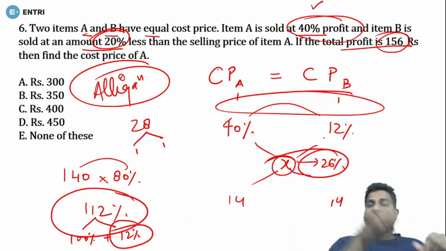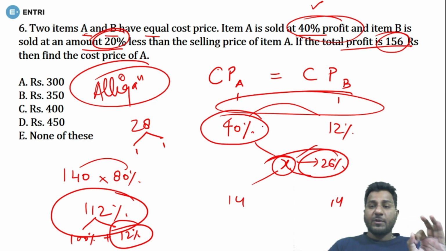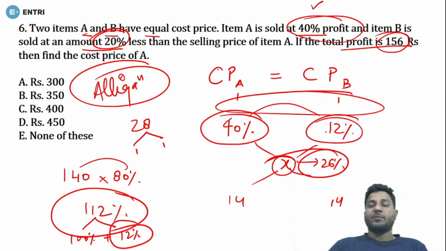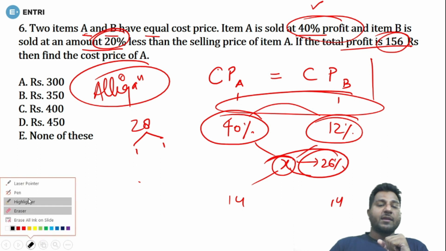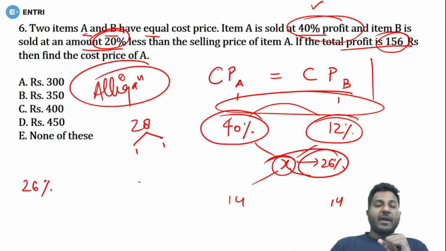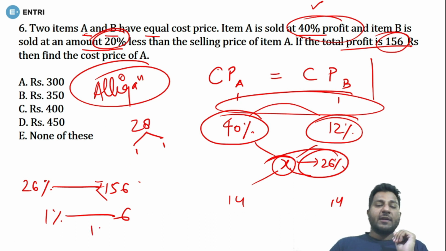Okay, so overall, the first item has sold for 40% profit and the second item was sold for 12% profit. That means the whole item was sold for 26% profit, and this 26% profit has to be equal with 156 rupees. That means 1% profit will be equal to what? 6 rupees. Now when you multiply it with 100%, you will see that it has arrived to 600.